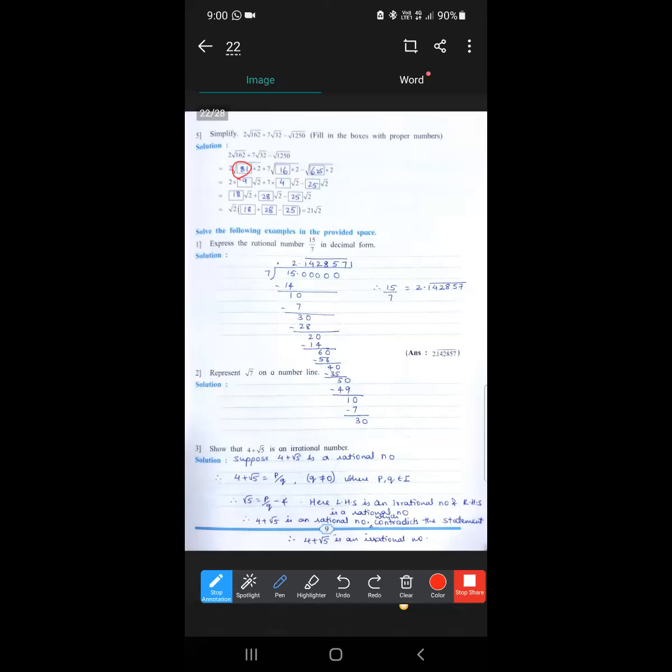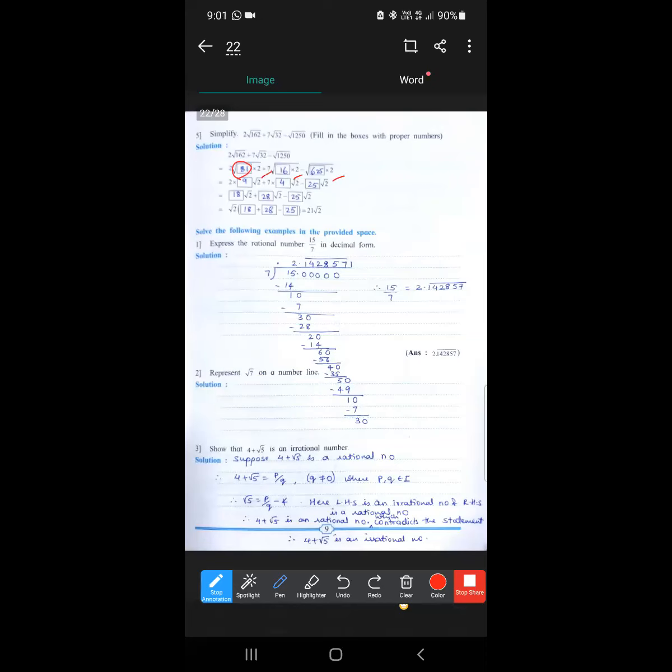Then 32 is again factorized, with 7 as it is outside the bracket, it can be written as 16 into 2. 16 is a square, root of 4. Then 1250 is factorized as 625 into 2. Here the 2 is already given.